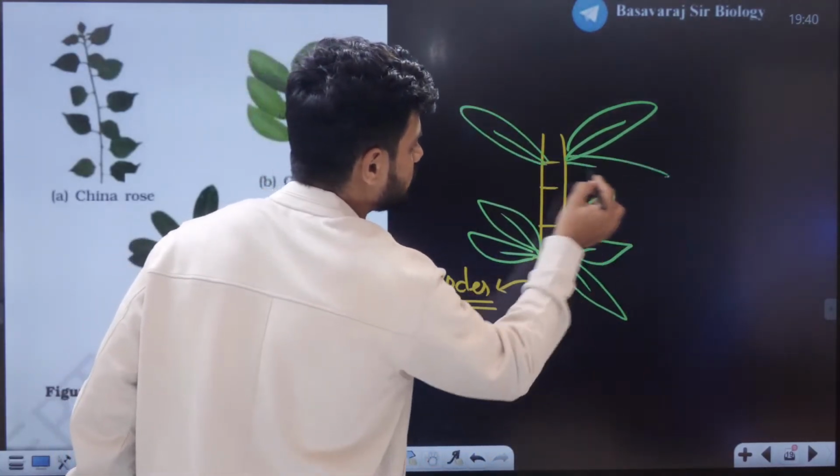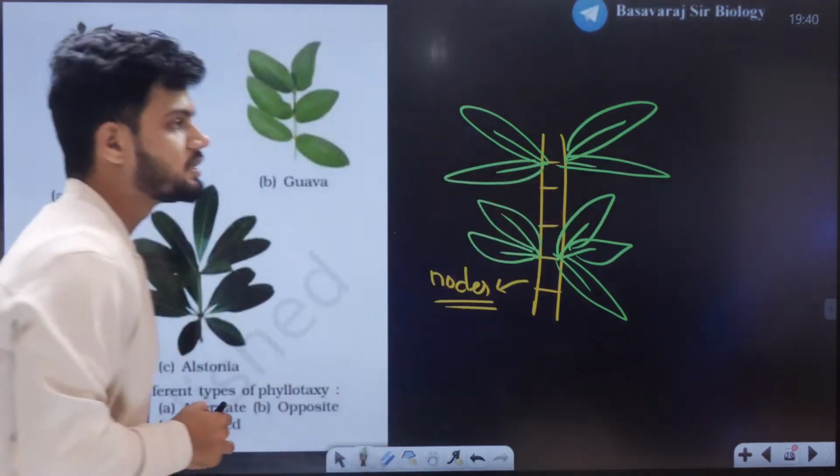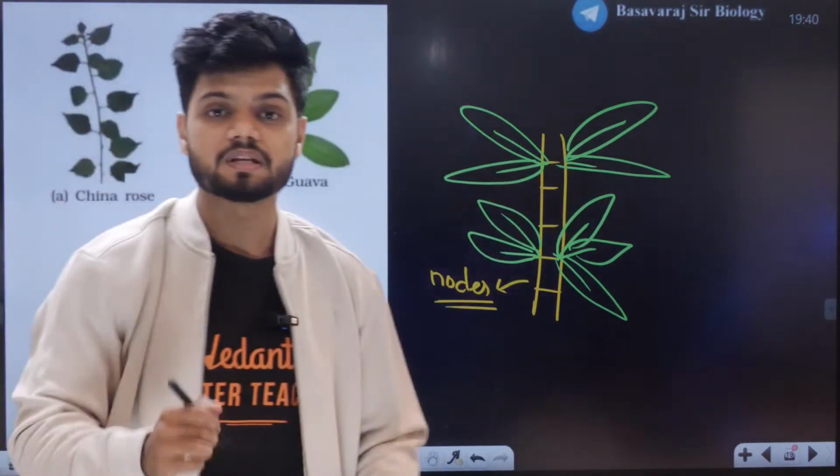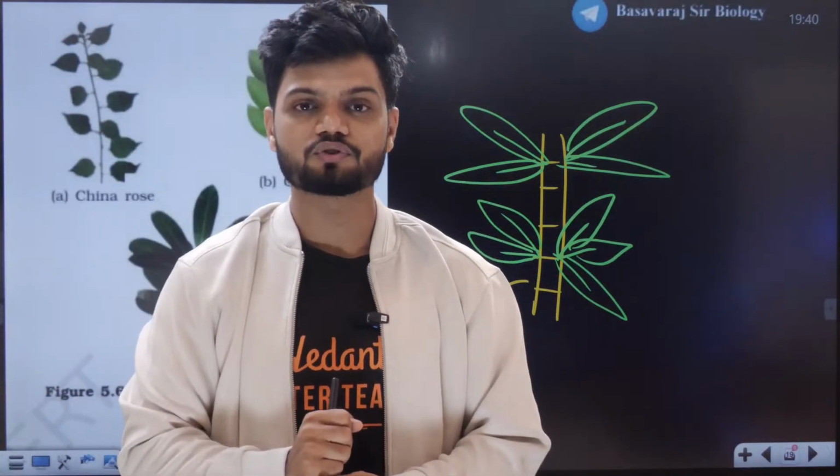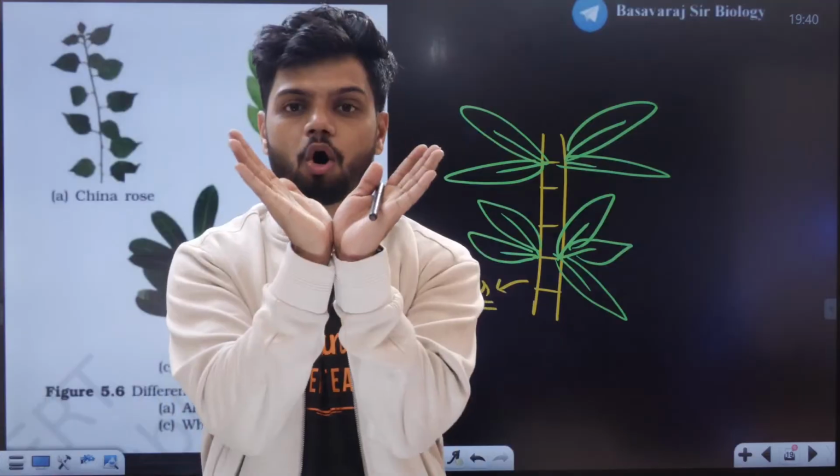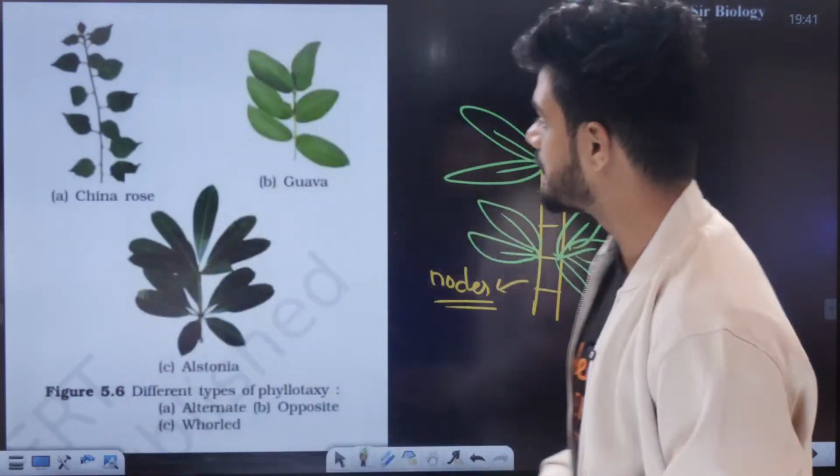More than two leaves at a single node. Such phyllotaxy becomes whorled phyllotaxy. A single leaf is going to be alternate, two leaves, opposite, many, whorled.